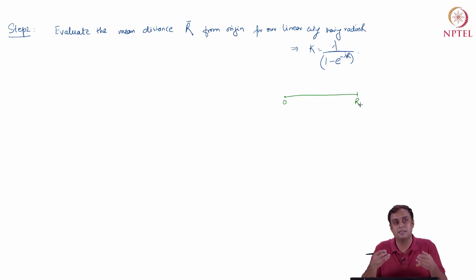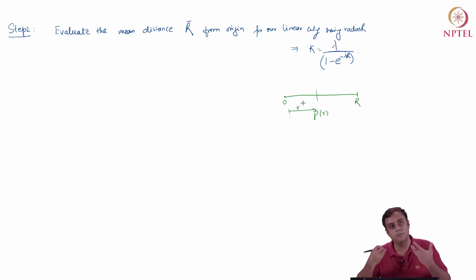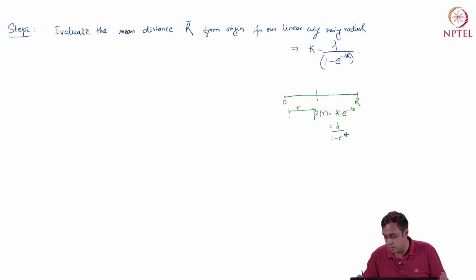So what is the mean distance at which a location marker will be found going out from the origin? So we want the first moment R bar. We have a probability P(r) that we are going to be able to observe a location marker, and this is given as k e to the power minus lambda r, and k we have now evaluated as lambda over 1 minus exponential to the power minus lambda capital R, so times e to the power minus lambda small r.